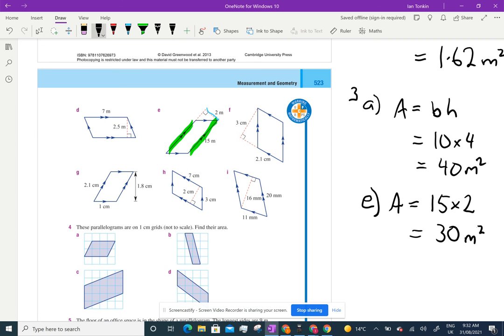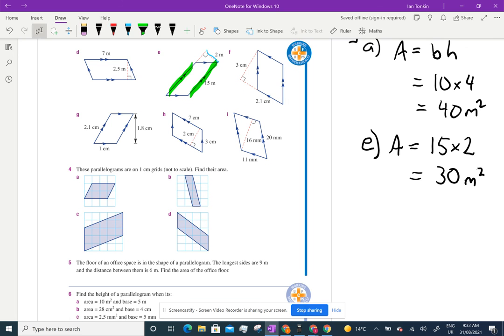Now, when I get to the last 3, you see if you can do them. I'm going to do G and I. You see if you can do H on your own. So G, area equals base times height.